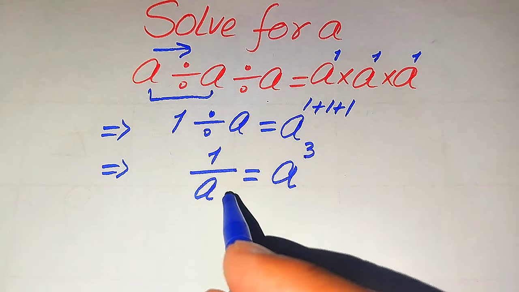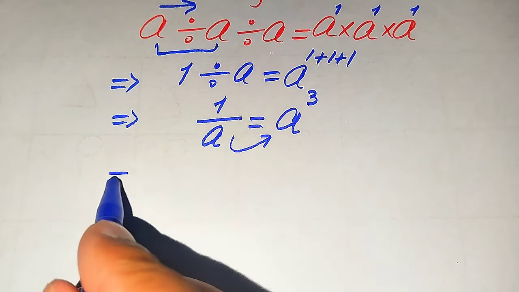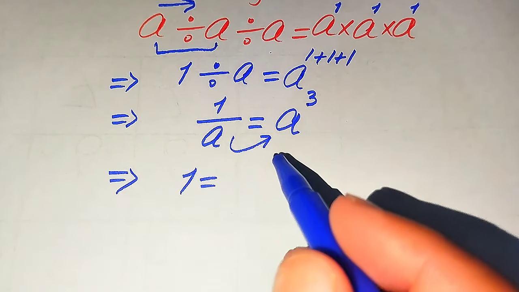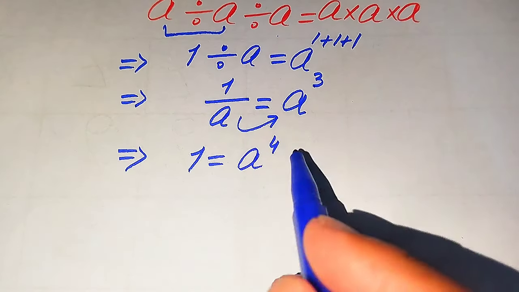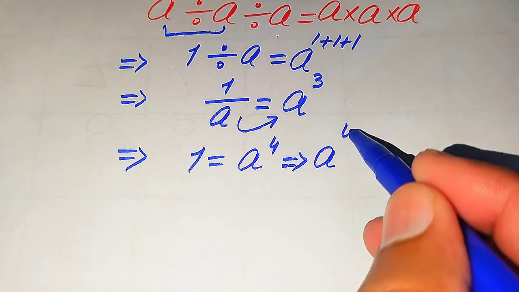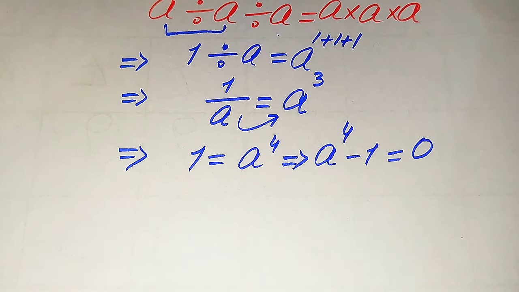So this a is divided on the left hand side, and when we move it to the right hand side, it is multiplied by a cubed, and it becomes 1 equals a multiplied by a cubed, which equals a to the power of 4. Further, in the next step, we move this 1 to the right hand side, and it becomes a to the power of 4 minus 1 equals 0.